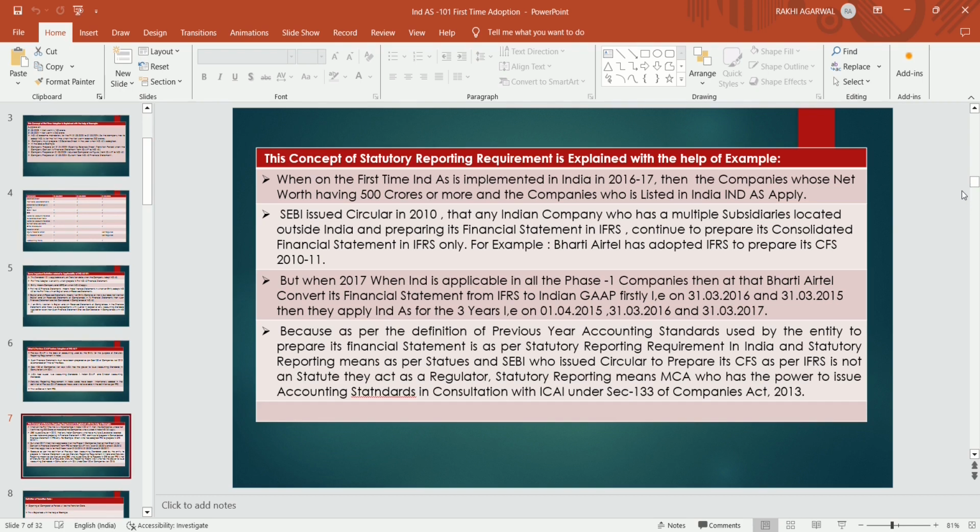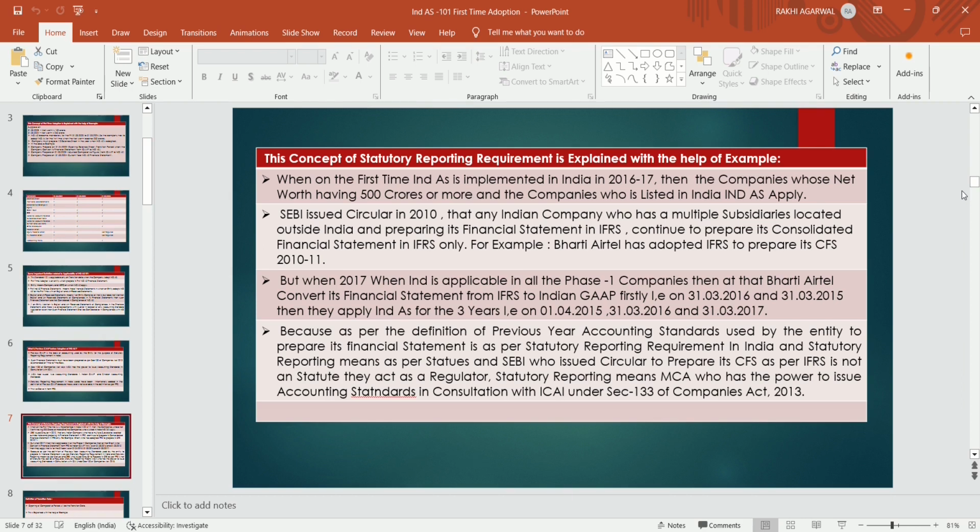Now SEBI issued a circular in 2010, but SEBI is not a statute at that time. SEBI is a regulator. SEBI issued a circular that any Indian company that has multiple subsidiaries located outside India and prepares its balance sheets in IFRS is free to continue preparing its financials as per IFRS. They are not required to prepare as per IGAAP.